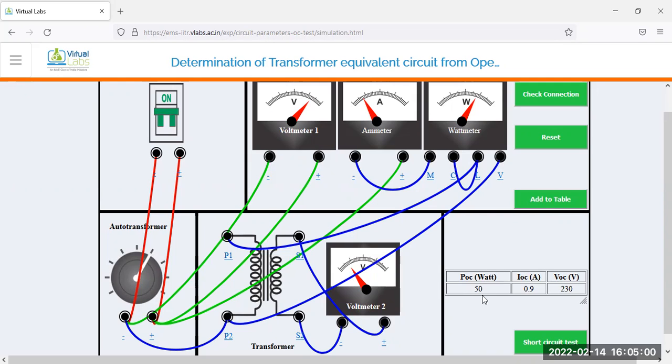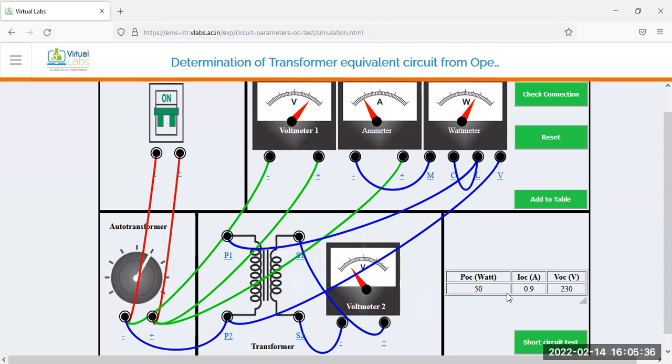Yeah. So you will get the value of power consumption during the no load test. That means 50 watt, and no load current, that means 0.9 ampere, and 230 volt. So you may take the reading, note it down, and complete the calculation part. That means Rc and Xm, magnetizing reactance and core loss resistance value, with the help of the three data, that is wattmeter, ammeter, and voltmeter.